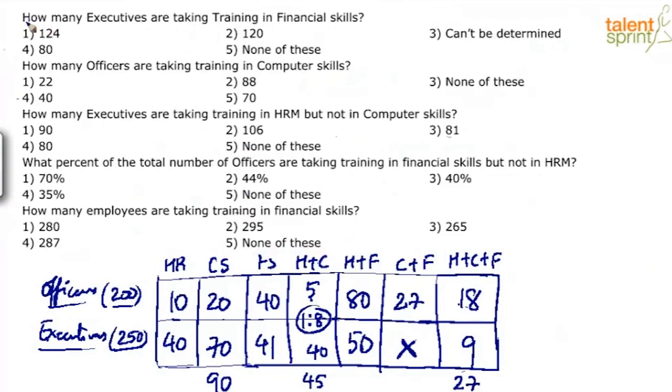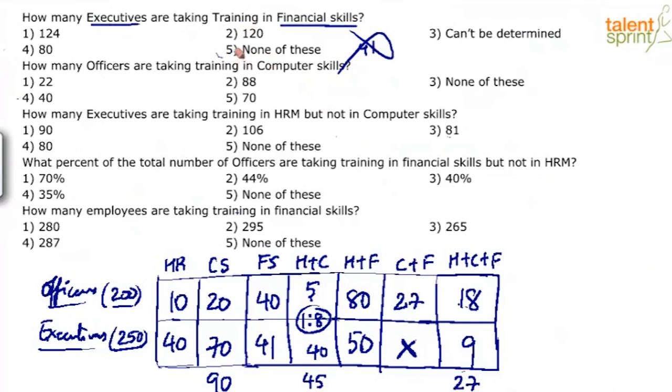Question number 1. Now, questions are very important. You have to focus on the words here. How many executives are taking training in financial skills? Executives in financial skills. See, this is financial skills. How many? 41. So don't mark 41 as the answer. It will be wrong. If your marked answer is the 5th option, none of this, because you got 41, then you are probably wrong.